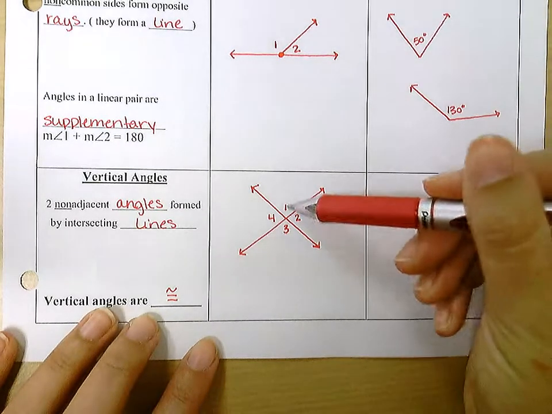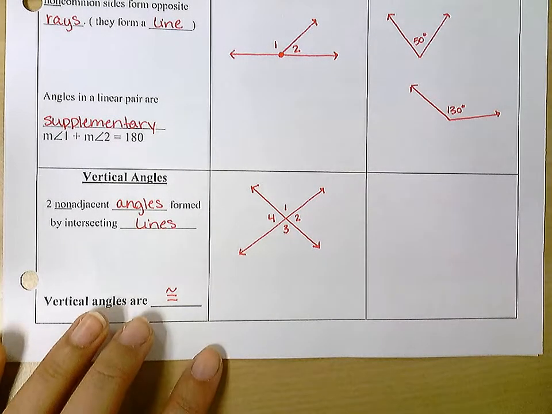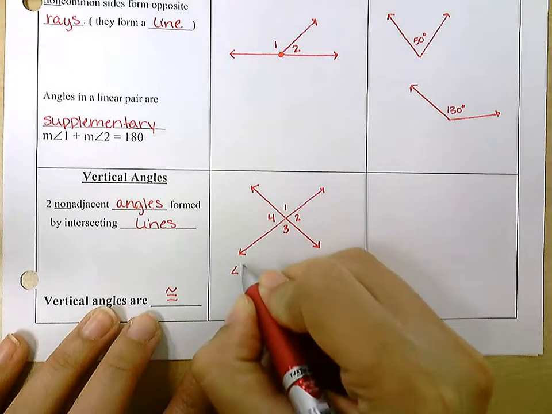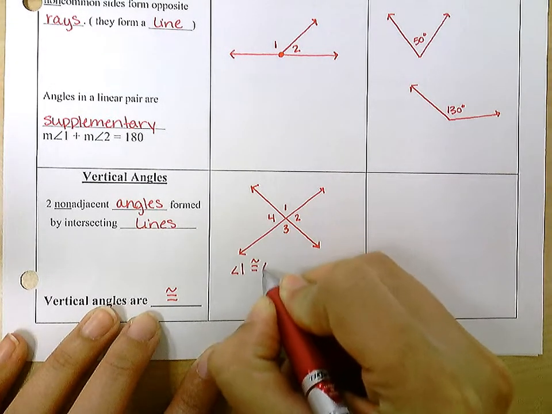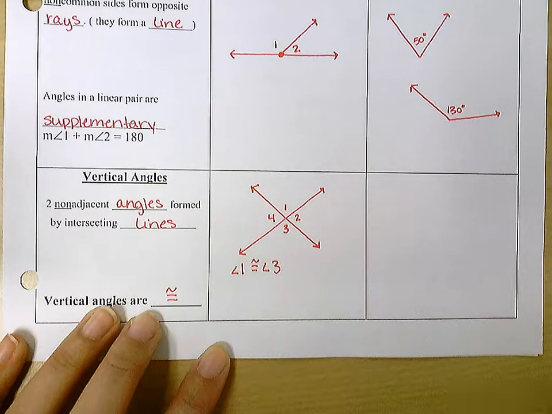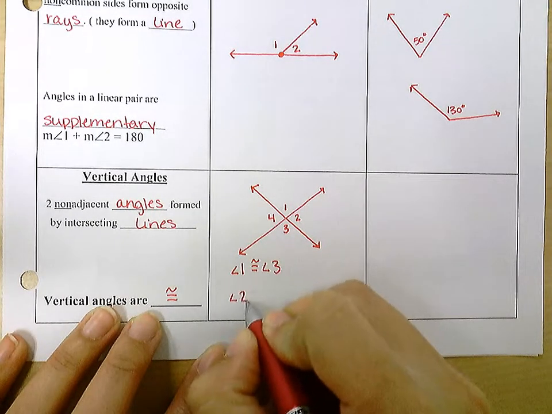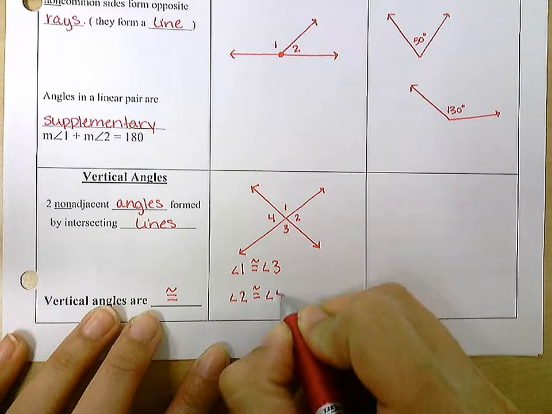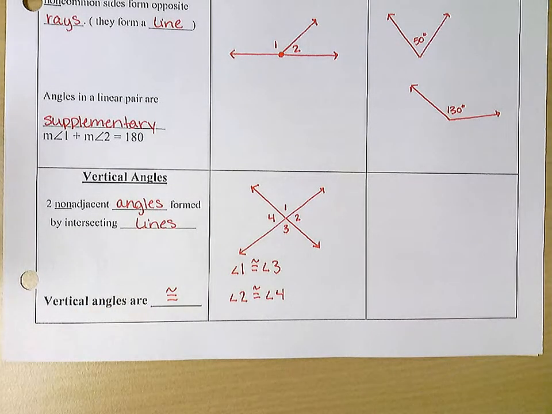So if I knew these were vertical angles because they're created by those intersecting lines, I could say angle 1 is congruent to angle 3, and angle 2 is congruent to angle 4. Okay, so those two angles across from each other are your vertical angles, and they are always congruent.